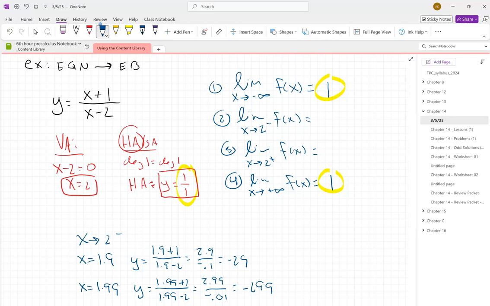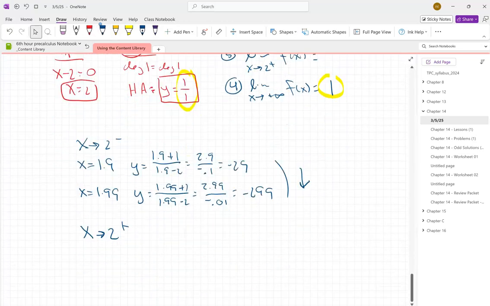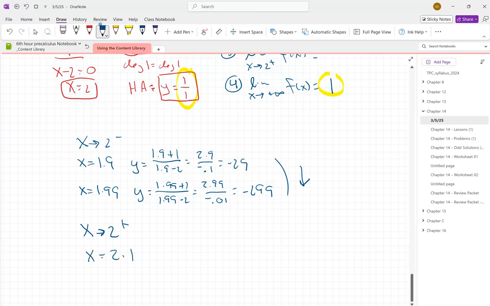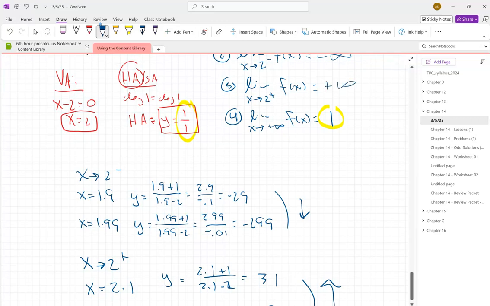So what's happening here? Are we going up or are we going down? We're going down, so that's going to negative infinity. To do the other side, I'll just do the same idea, except I'll use 2.1 and then 2.01 and look at what's happening with the y's, right? So I'm going to get there 31 and then 301. So here we're going up, so that should be positive infinity.